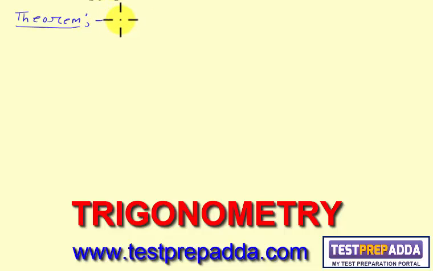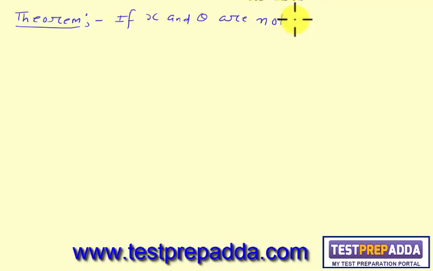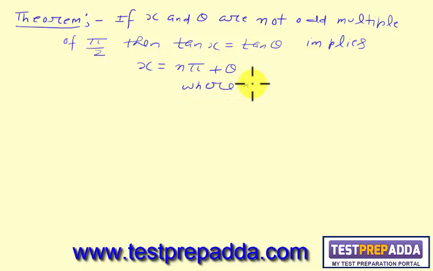Here the theorem says if x and theta are not odd multiple of pi by 2, then tan x is equal to tan theta implies x is equal to n pi plus theta, where n belongs to integers.